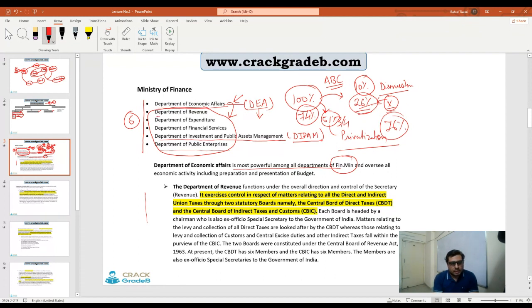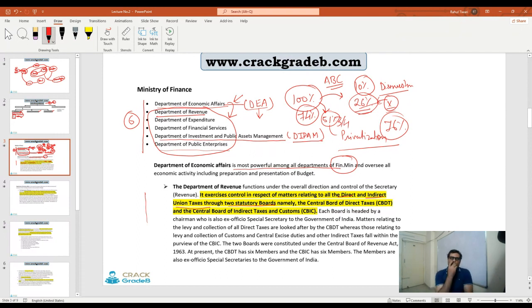After that, the second is the Department of Revenue. The Department of Revenue is responsible for all kinds of receipts received by the Government of India, especially receipts received through taxes. Right, so it is mentioned here: it exercises control with respect to matters relating to all direct and indirect union taxes through two statutory bodies.